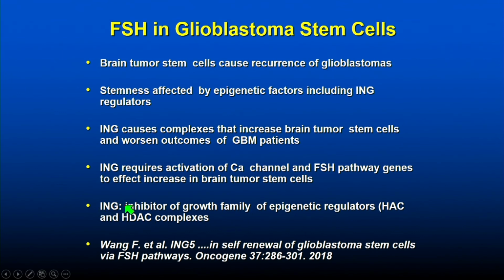So it's a novel group of growth family regulators that seem to be involved in causing stemness in patients with glioblastoma. And the ING requires activation of calcium channels and FSH pathway genes to increase the actual number of brain cancer stem cells. So it's a completely novel way of looking at tumor repopulation, especially in a localized place such as the brain, in which FSH may have some role. And this paper was just published within the last 10 days.